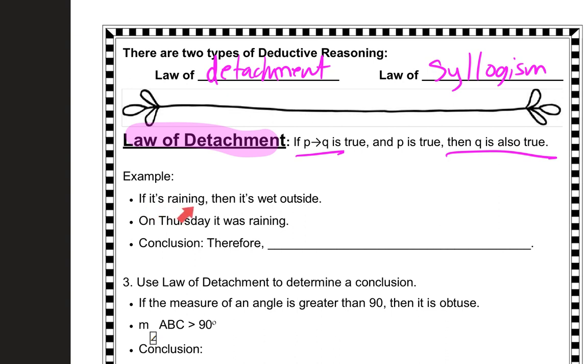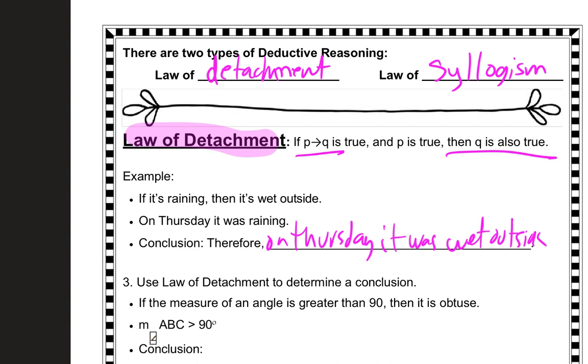So if we say, if it's raining, then it's wet outside. On Thursday, it was raining. Therefore, we can say on Thursday it was wet outside, right? Because we said if P, then Q is true. If it's raining, then it's wet outside. Well, on Thursday it was raining, so we can say that it had to be wet outside on Thursday.